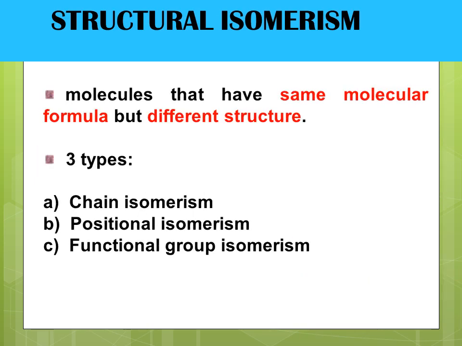Molecules that have the same molecular formula but different structural formula are called constitutional isomers. Constitutional isomerism is formally known as structural isomerism. Constitutional isomerism can be subdivided into three different categories which describe more precisely how the isomers differ from one another: chain isomerism, positional isomerism, functional group isomerism.